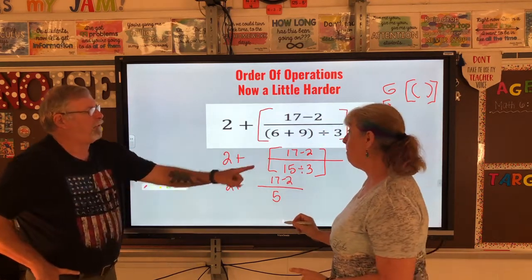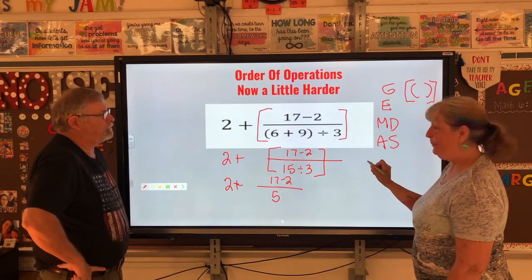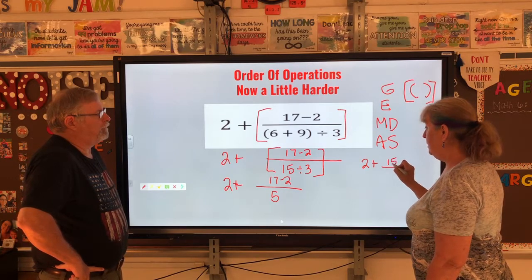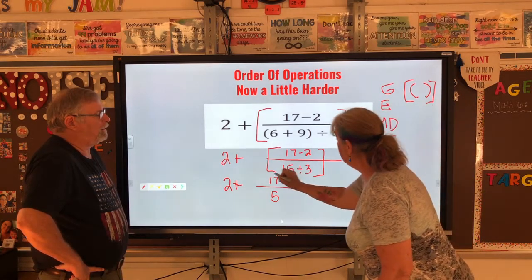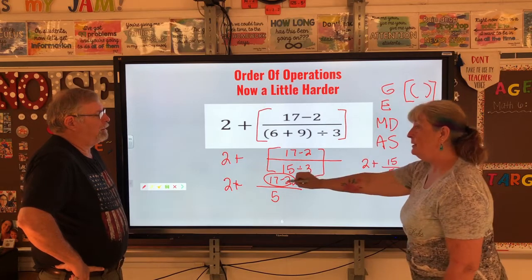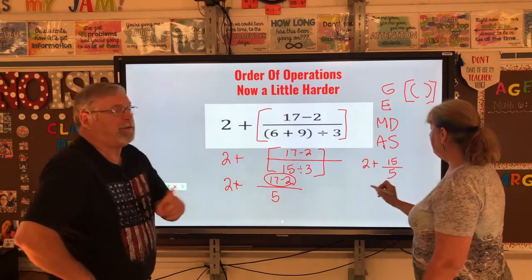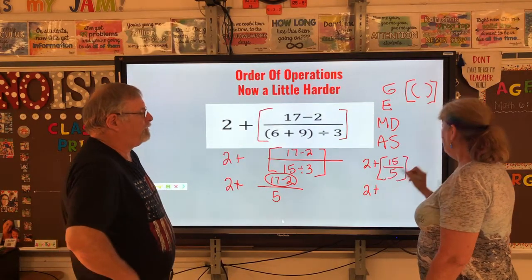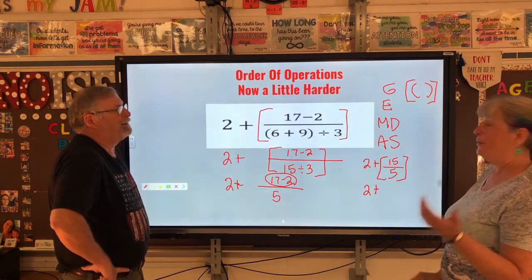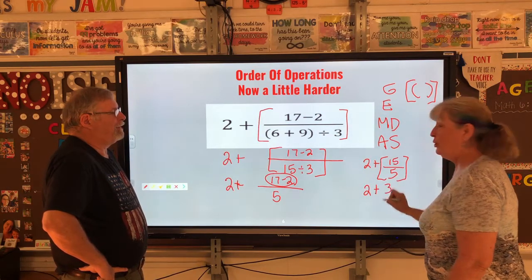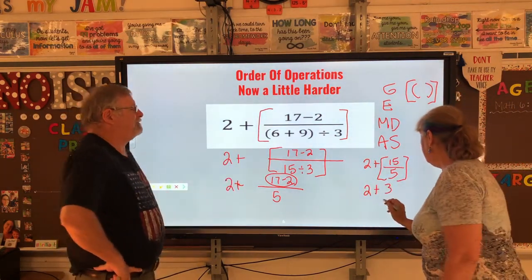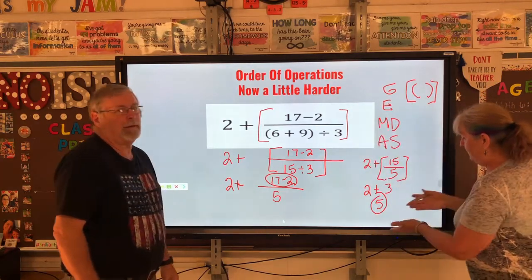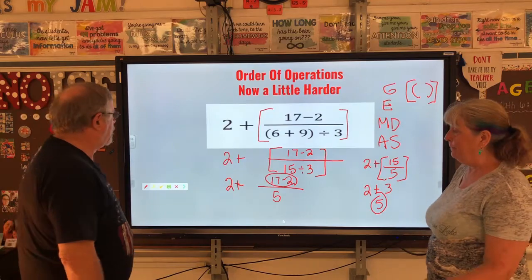You might have to jump over to give yourself enough room. 2 plus 15 over 5 because I did that subtraction first. Subtraction first, even though the division's there, because that's still a grouping. And then 15 divided by 5, oh my gosh, this is so easy. 15 divided by 5 is 3. 2 plus 3 is 5. There we go. Excellent. A really hard-looking problem with a really simple answer. Okay, so now we're going on to the last one.